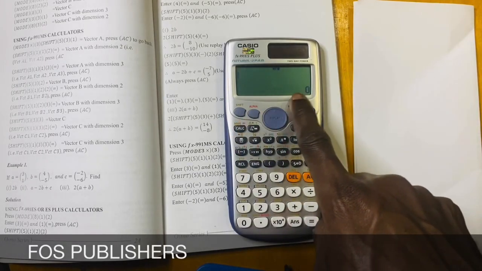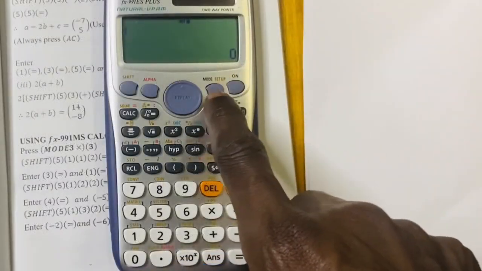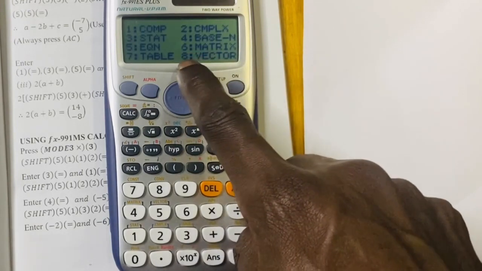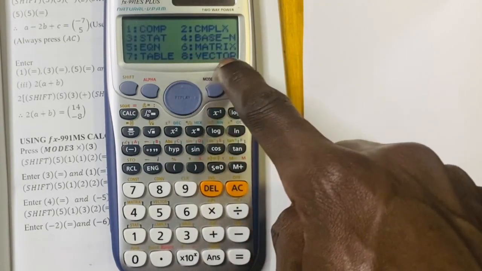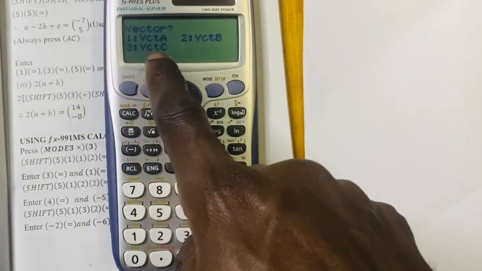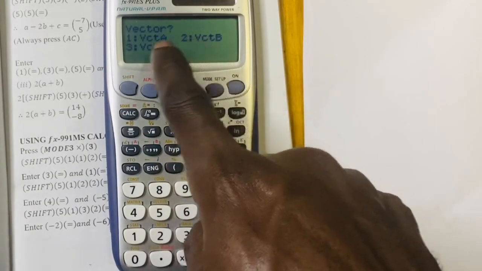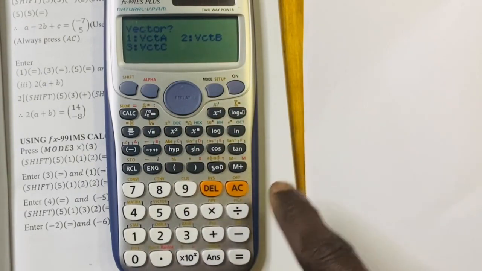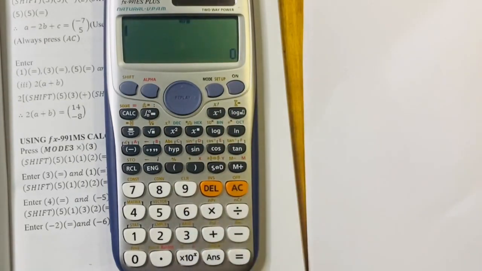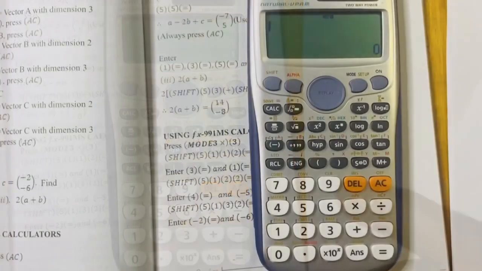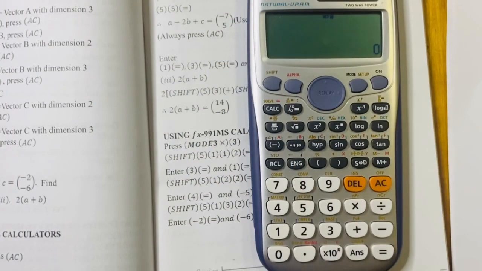When you turn on your calculator like this, the next thing you have to do is go to Mode. When you go to Mode, you can see 8 is vector. You need to select 8, and we have vector A, vector B, vector C, but we will explain all those things later on. Then you go to AC. Now your calculator has registered vectors.